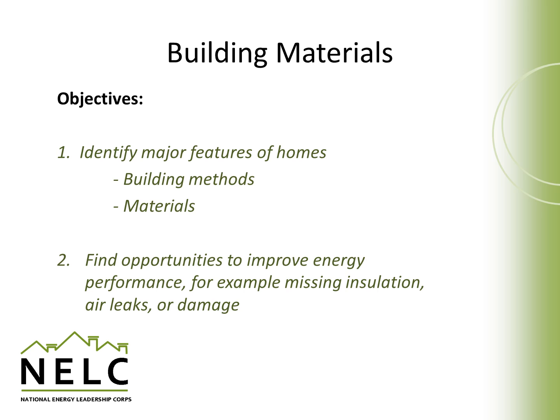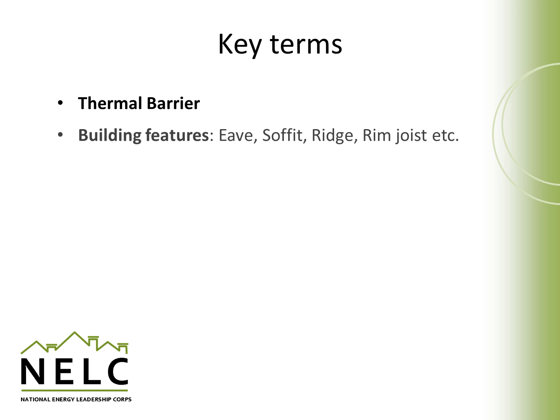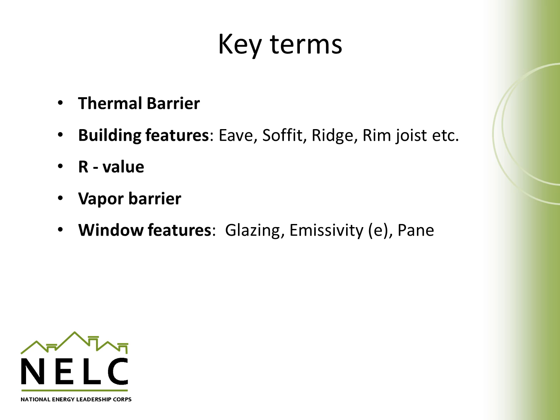There'll be quite a few terms introduced, and some of them may be familiar to you, but in many cases it might be the first time you've heard of them. But you'll come across terms like thermal barrier, other building features like the eave, the soffit, the ridge, and the rim joist, which refer to specific locations around the home. We'll talk about R value, which you may have heard of but never knew what it really meant, and vapor barriers and how important they are in home construction. And finally, window features and some characteristics of glass and glazing that are important to understand regarding our window construction, which can be a major source of heat loss.